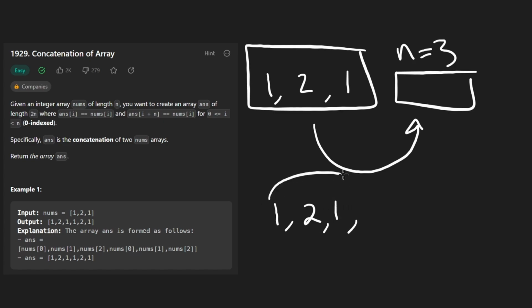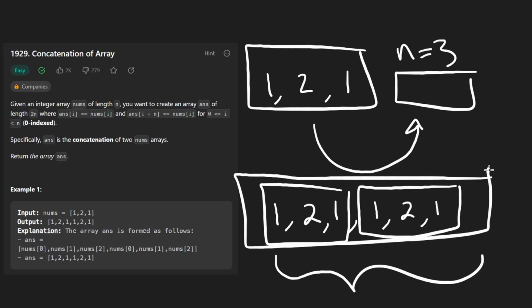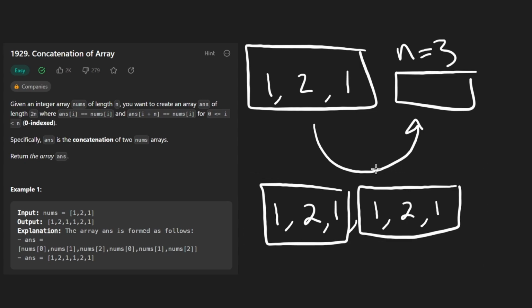So basically adding each of these values to the end of the array. So 1, 2, 1. So we have two copies of this array combined into a single array, and that's what we want to return. Now, there are many ways to solve this problem.